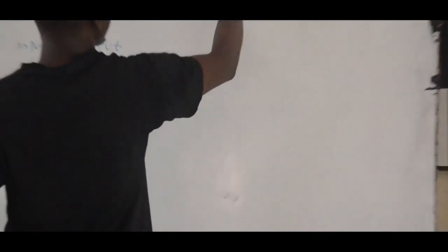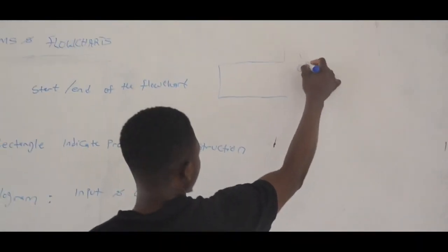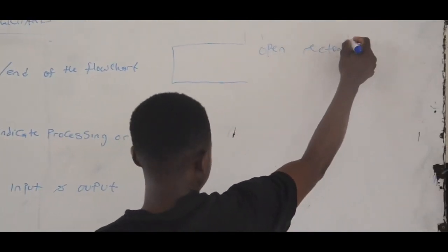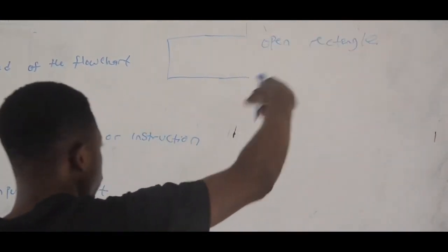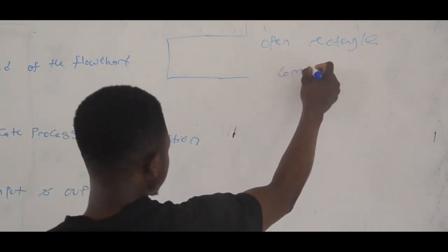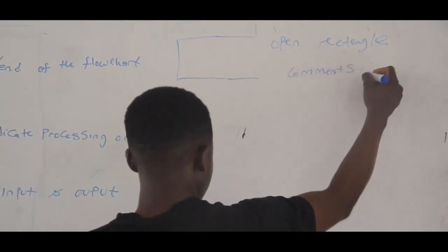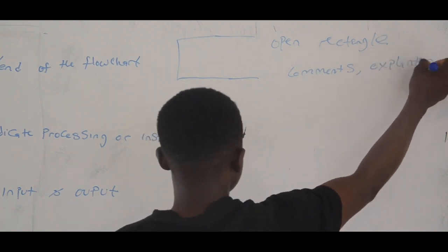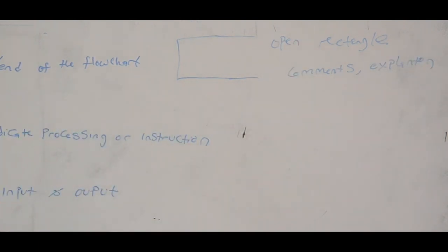We call it an open rectangle, because it's not closed. So what does it do? We use it for comments, or you can also call it an explanation. What's the importance? If you just write a program, you say, okay, this program adds two numbers, this program multiplies, this program does that. And if I just get to your program, I don't even understand some of it.